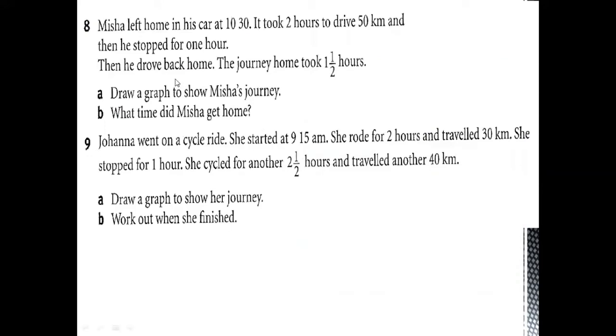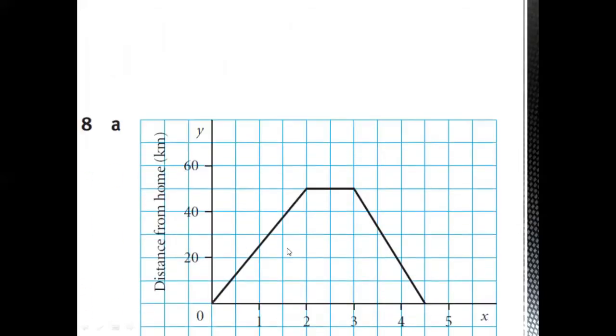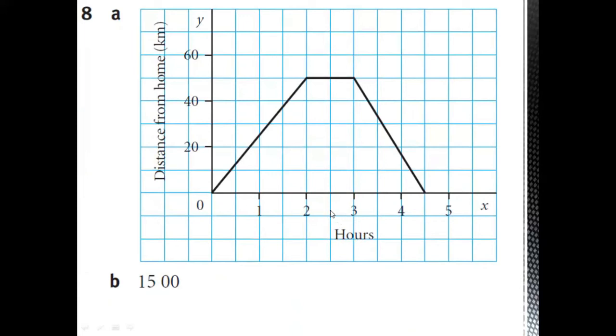Misha left home in his car at 10:30. It took 2 hours to drive 50 kilometers and then he stopped 1 hour. He drove back home. The journey home took 1.5 hours. So first you draw one line for 2 hours, and you will see from here to here it's shown 2 hours. He just continuously drives till 50 kilometers. Then he just stopped for 1 hour, and then 1.5 hours he just reached his home.